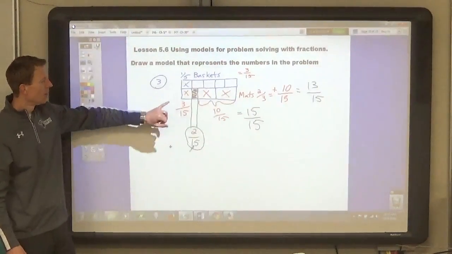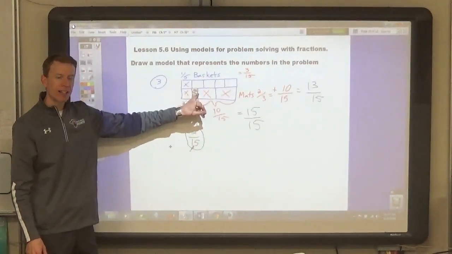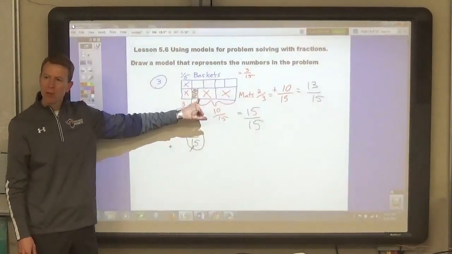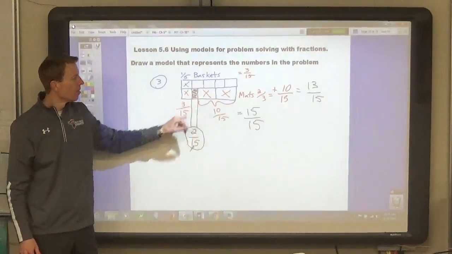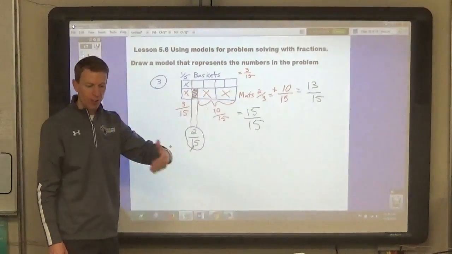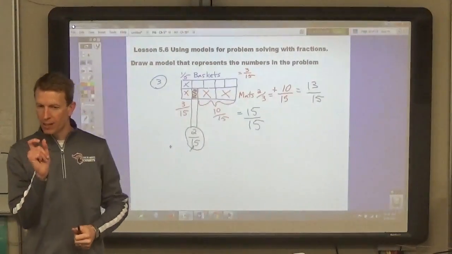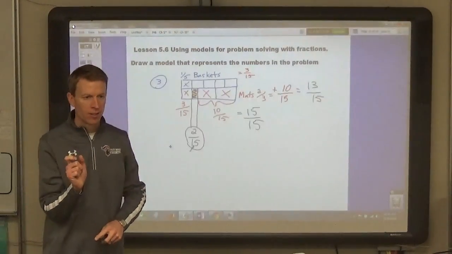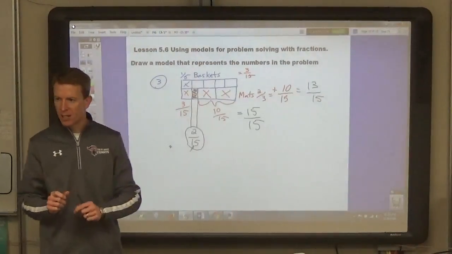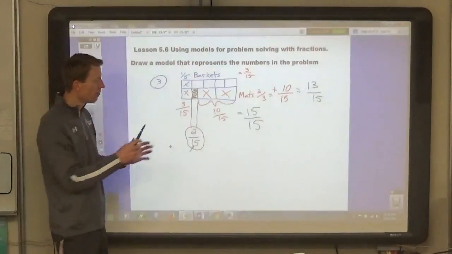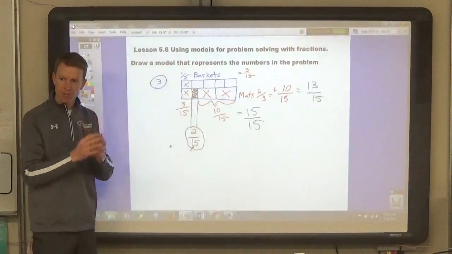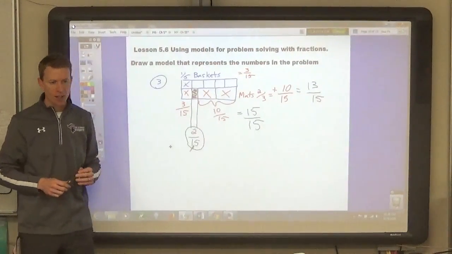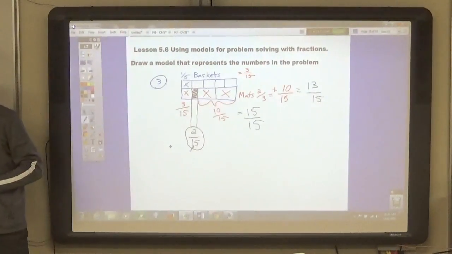Now, this model helps you to realize that you are trying to find the remaining amount. Okay? That's what, especially models for fractions, will help you to figure out: what am I looking for here? All right? What is it that I'm trying to find? Am I trying to find the total? Am I trying to find a part of it? And how much is bigger, how much is less, and things like that.